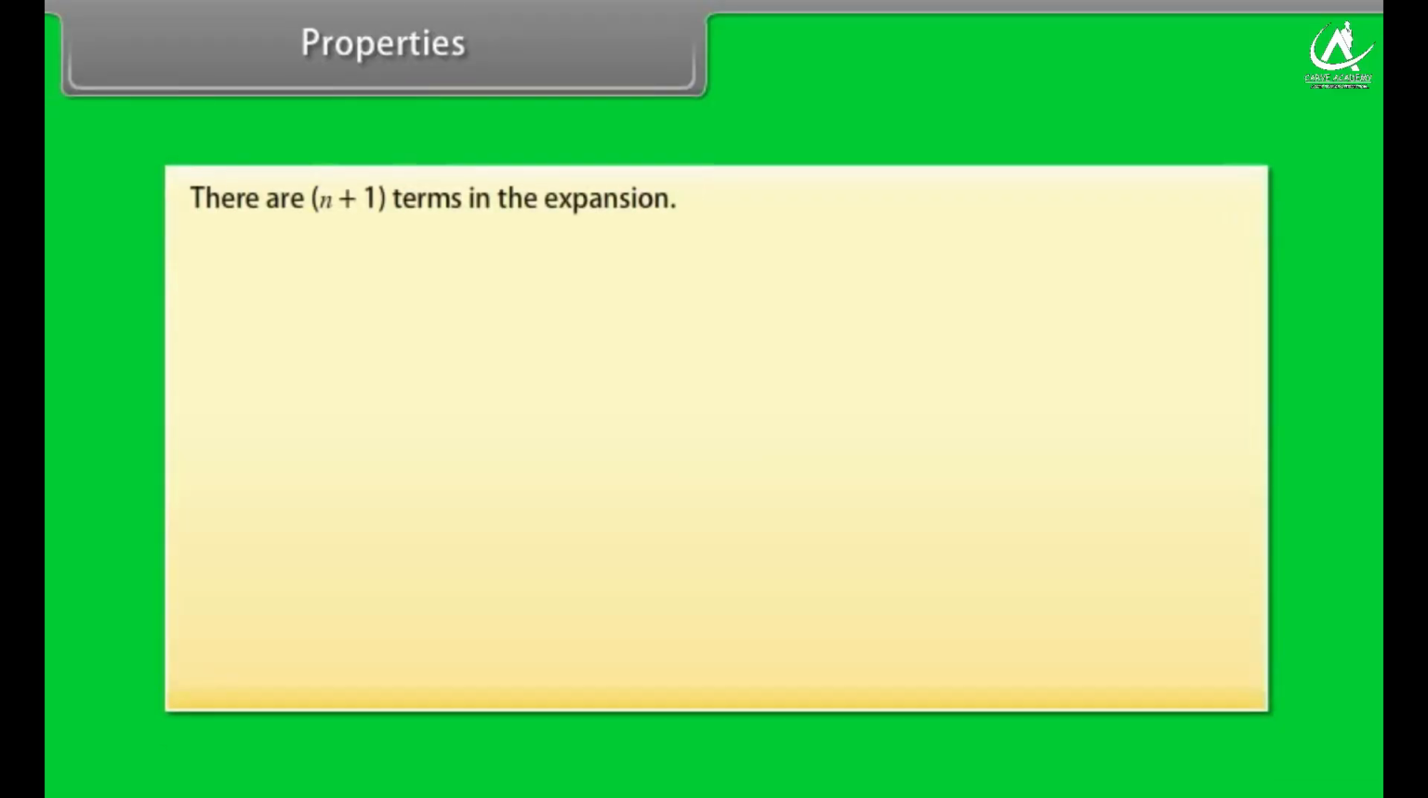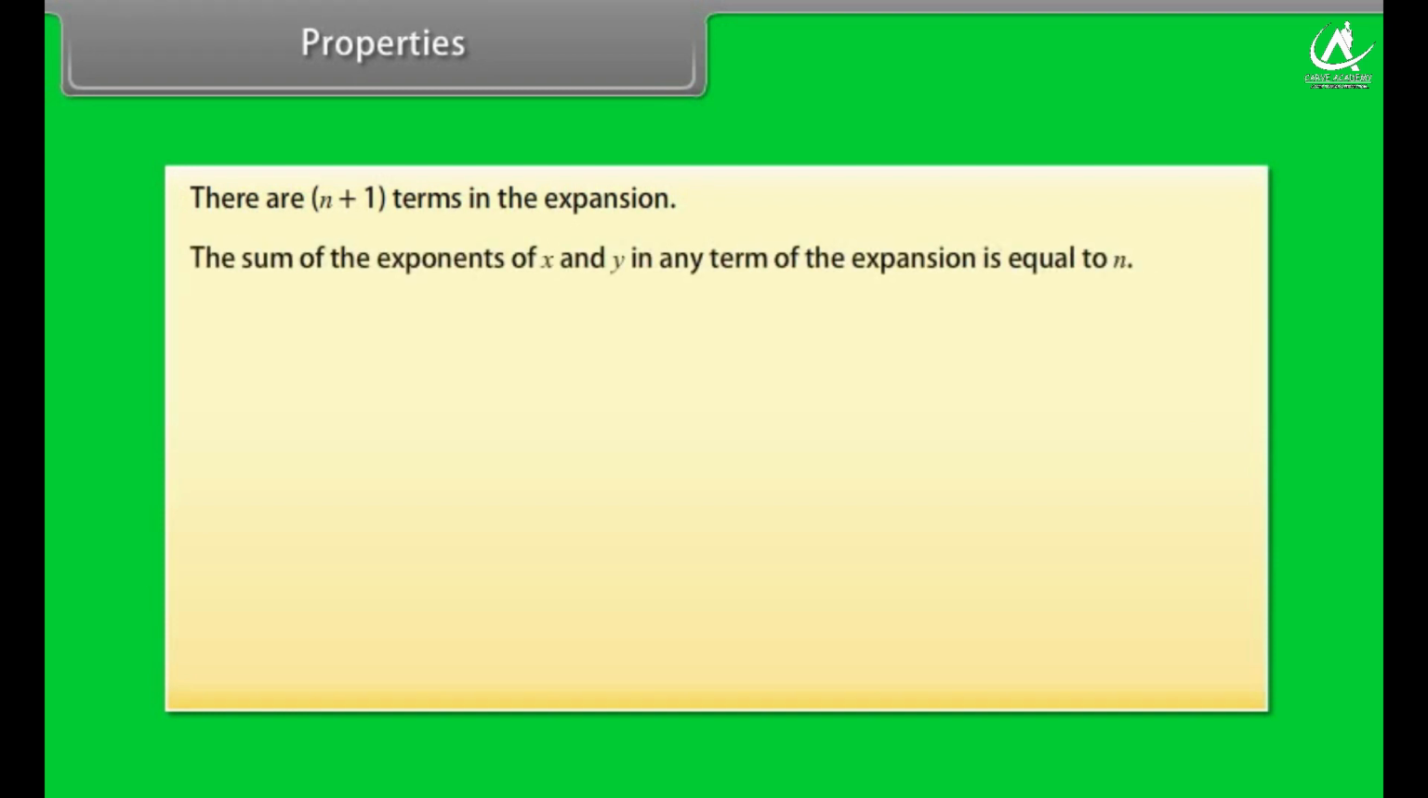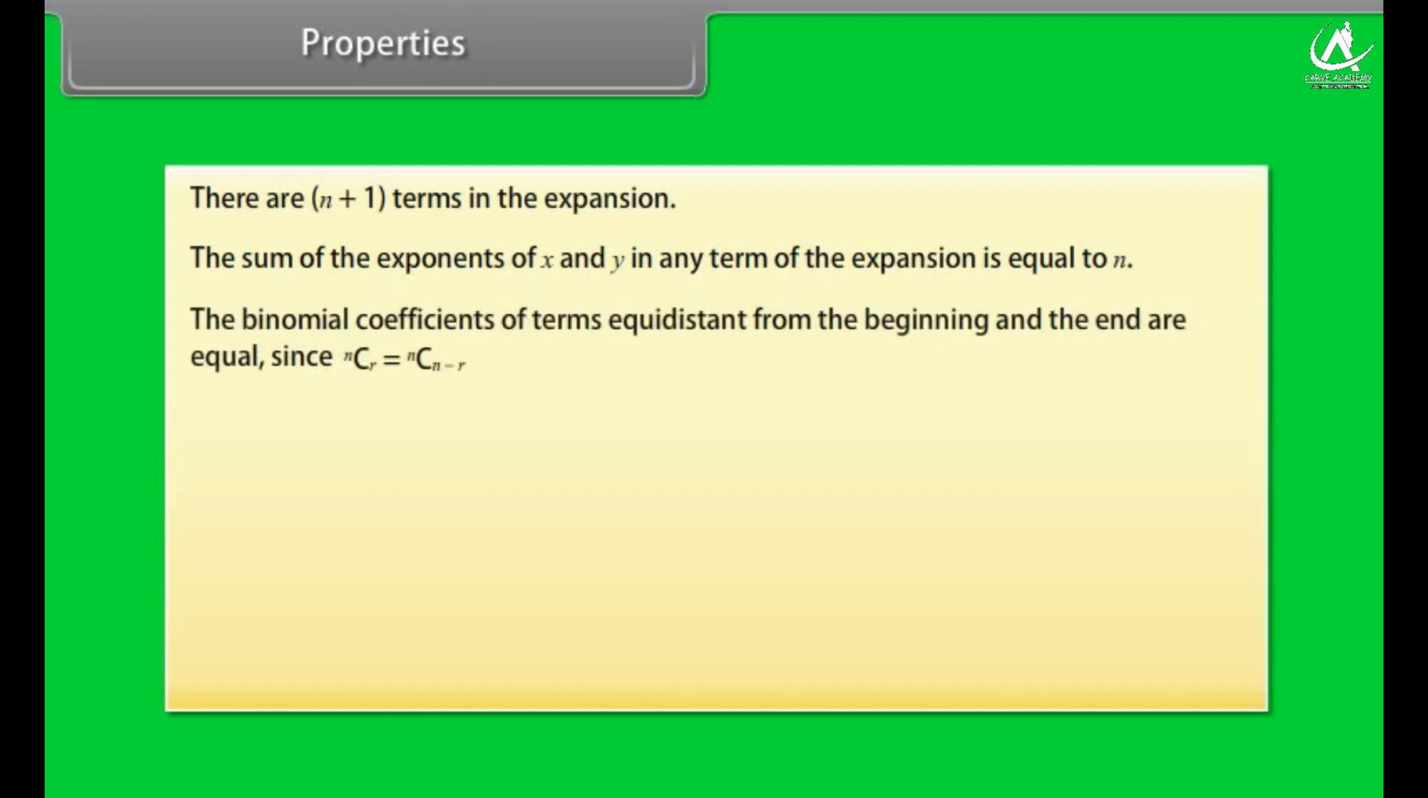Properties. There are n + 1 terms in the expansion. The sum of the exponents of x and y in any term of the expansion is equal to n. The binomial coefficients of terms equidistant from the beginning and the end are equal, since nCr = nC(n-r).